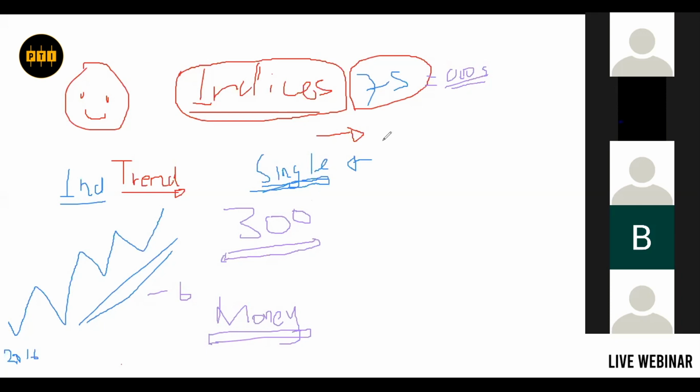So use the smallest lot size for volatility 75 if your account is below $300. And if you are trading volatility 100, not 100 first, but just 100 index, you have to use a lot size of 0.3. I don't think this one is the smallest lot size. But if your account is $300, use 0.3. And if your account is 200, use 0.2. If your account is 100, use 0.1. Just like that.